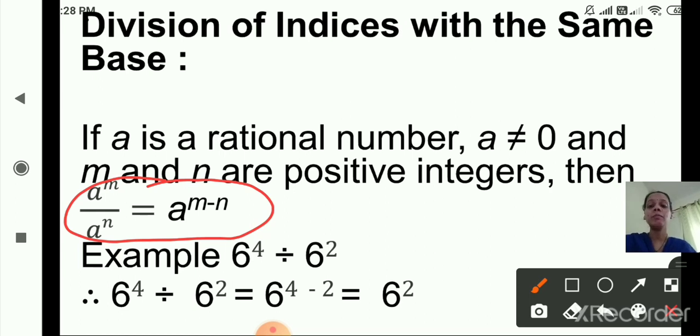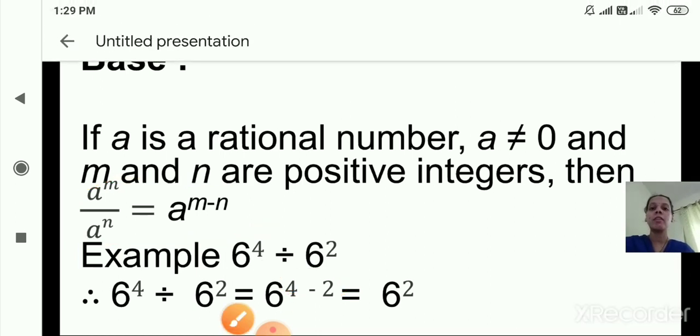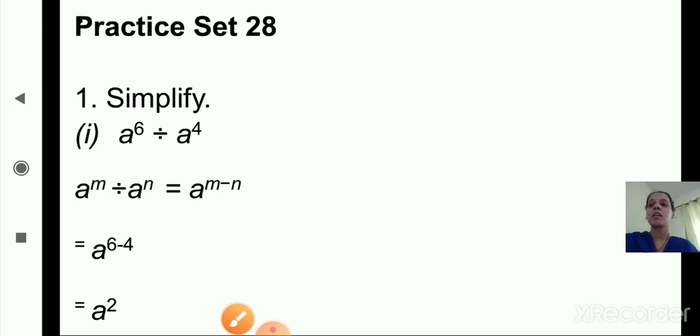So this is the example: 6 raised to 4 divided by 6 raised to 2. You write down the base only once and you subtract the indices. What is the index here? 4. Here it is 2. So 4 minus 2 is 2. So what is the answer? 6 raised to 2. Now we will see one sum based on this: a raised to 6 divided by a raised to 4.